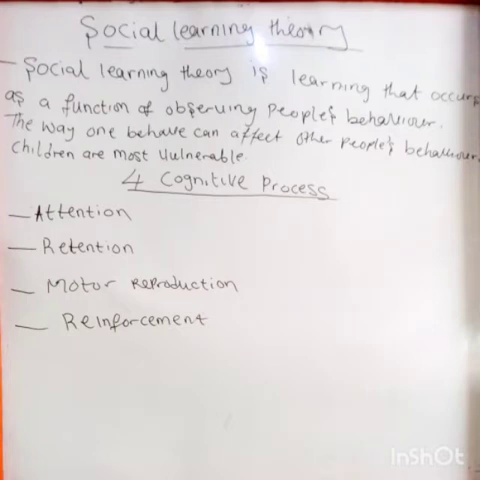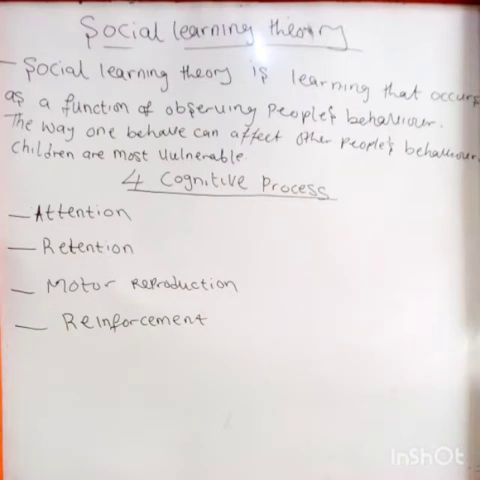So let's just go to what social learning theory is. I've written all the definition and the four cognitive processes, because I don't want to waste time explaining them. So let's start. Social learning theory is a learning process that occurs as a function of observing people's behavior. Let's further explain. Social learning theory is a kind of learning process in which individuals tend to acquire knowledge through what is seen and through what is being acted in front of them. So individuals acquire knowledge with what they've seen, and the way one person's behavior can affect other people's behavior.